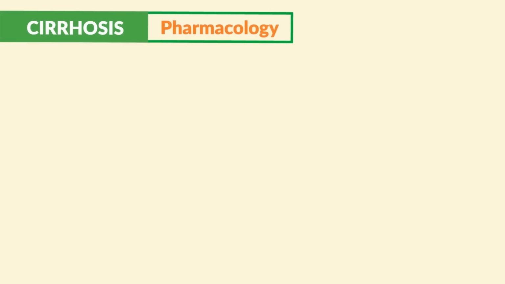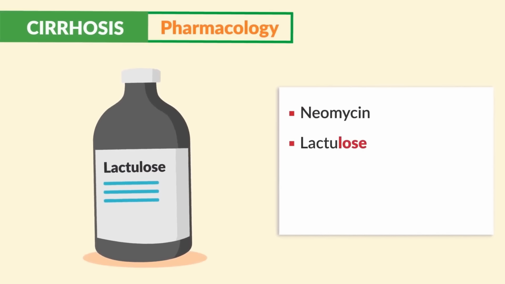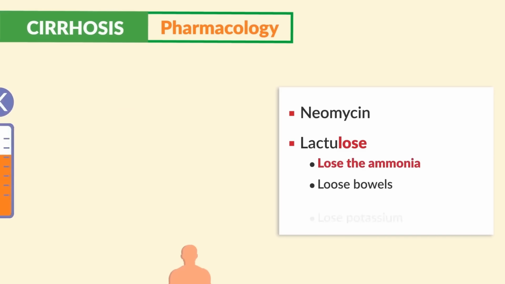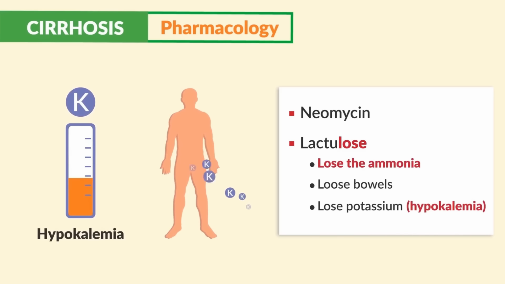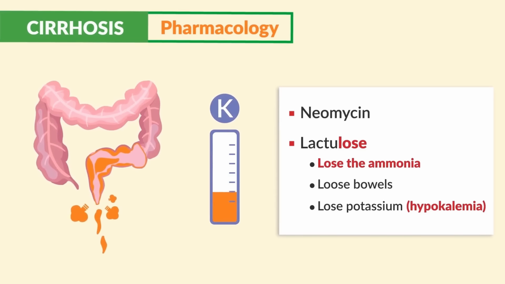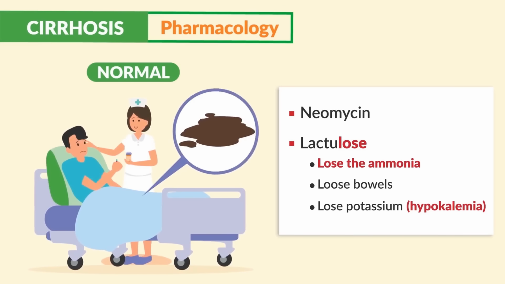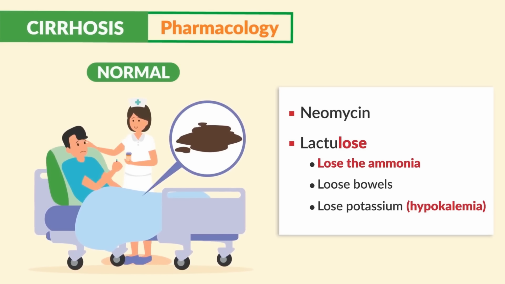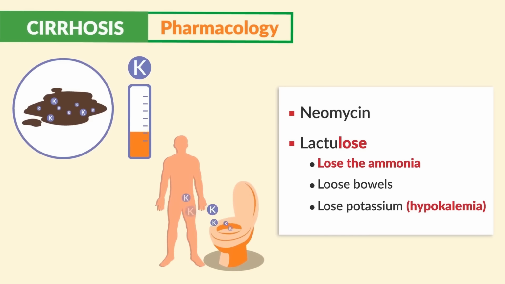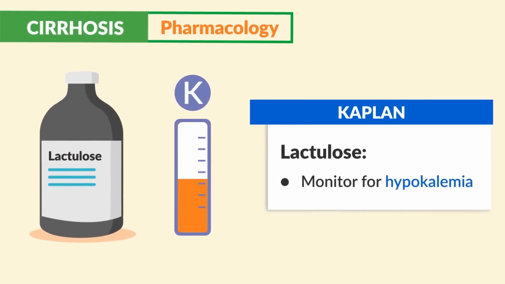Now lastly, pharmacology. Neomycin is used to decrease ammonia-producing bacteria. And lactulose we call lactolose. We lose the ammonia via loose bowels, but we also lose potassium too, resulting in hypokalemia, potassium less than 3.5. So we must expect low potassium and explosive diarrhea. Again, these are completely normal and to be expected. So don't stop giving the drug for loose stools and low potassium. We just monitor the potassium, since we lose potassium through the loose stools from the body and into the potty. So Kaplan mentions lactulose. We monitor for hypokalemia, that low potassium.